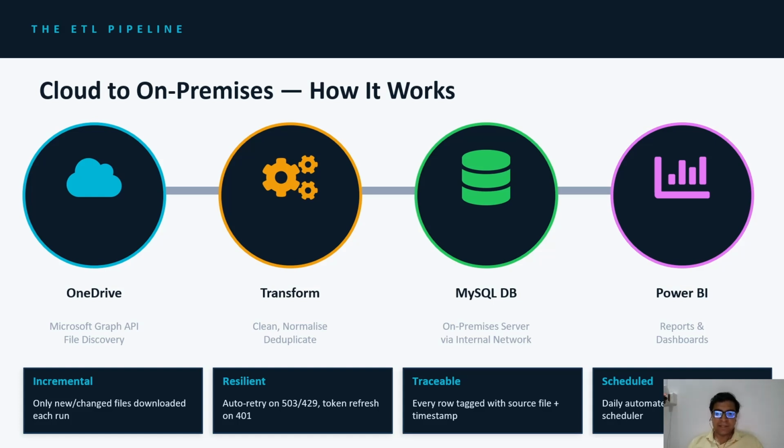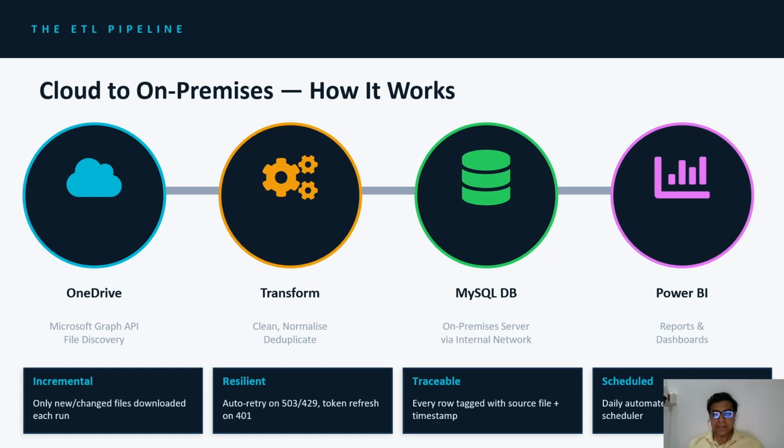But to access OneDrive, we have to use Microsoft Graph API. From there, we can use a transform function to clean, normalize, and deduplicate everything. After this whole process is done and we make sure that there are no duplicates, the data is proper and consistent, we push it to our own MySQL database. Then once the data is in the MySQL database, we can use Power BI for analytics.